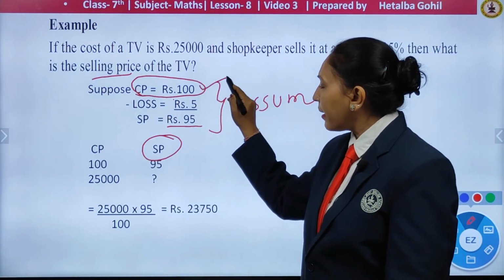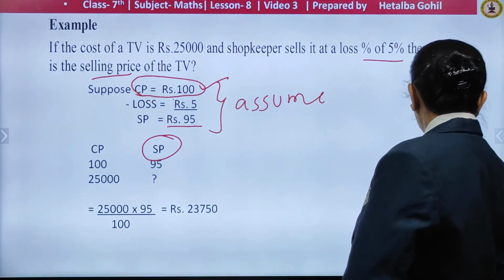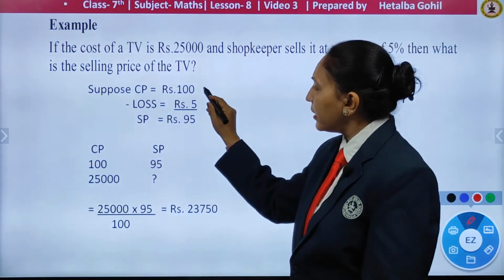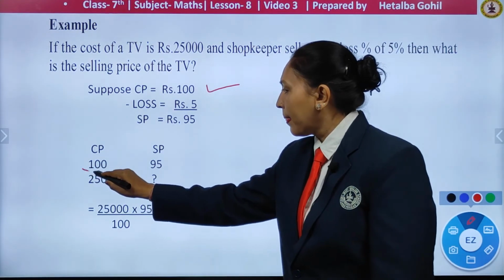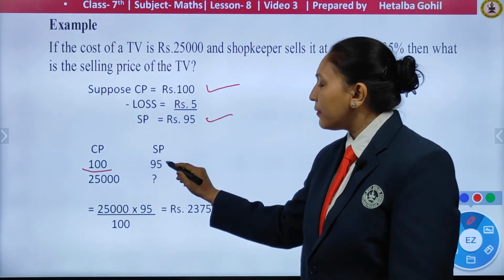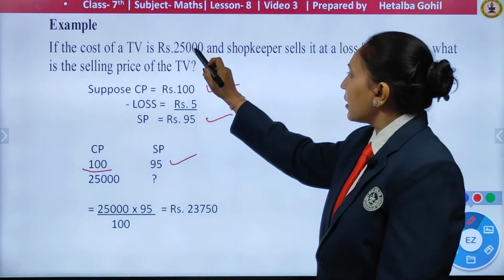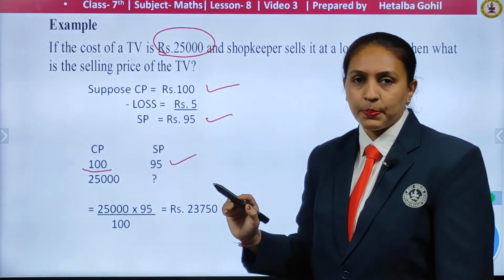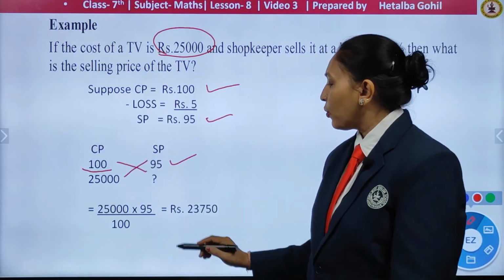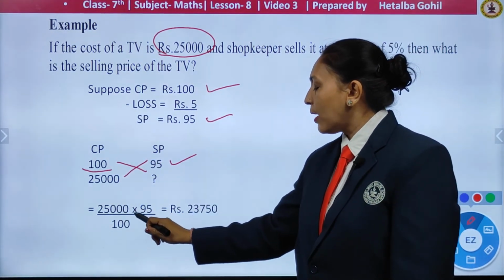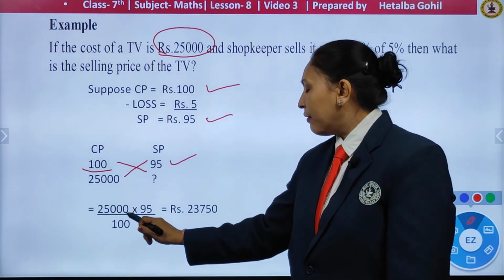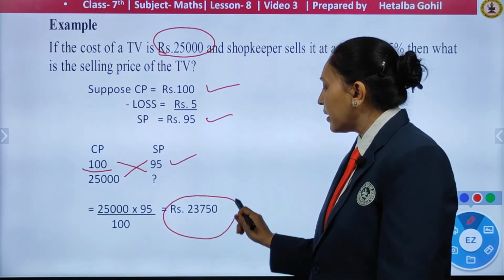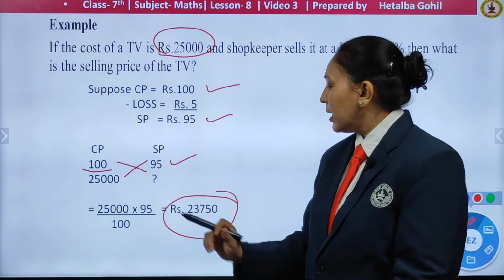When CP is 100, from this assumption table, your SP was what? 95 here. Now, go to the question. When the cost price is rupees 25,000, what is SP? Cross multiply them. When you cross multiply, you will get 25,000 into 95 upon 100. When you simplify, you will get your answer as 23,750. So always go with this assumption method. This makes your work a bit easy.